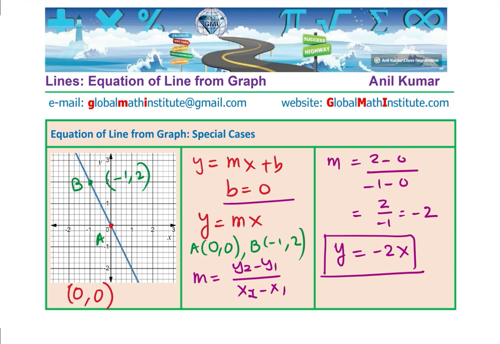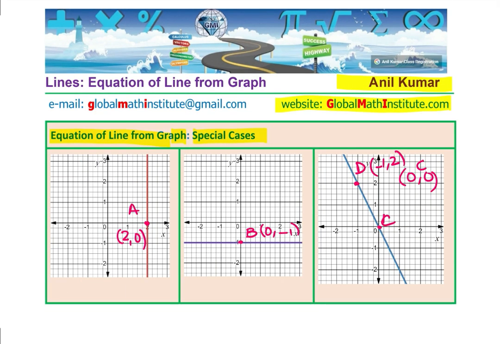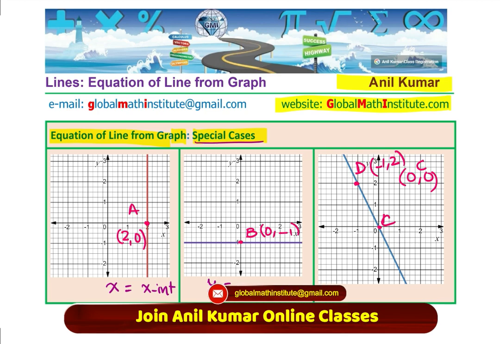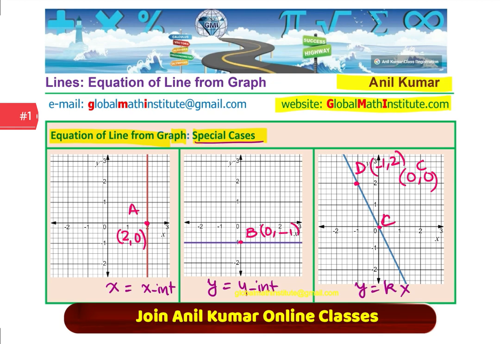So I hope you now understand the concept of writing an equation when 3 lines are given to you, a special case. One is vertical, one is horizontal, the other one is diagonal. In the case of a vertical line, we have x equals the x-intercept. In the case of a horizontal line, we have y equals the y-intercept. And here we have y equals kx, where k is the slope. You get the idea. That is how we find the equation of these lines.